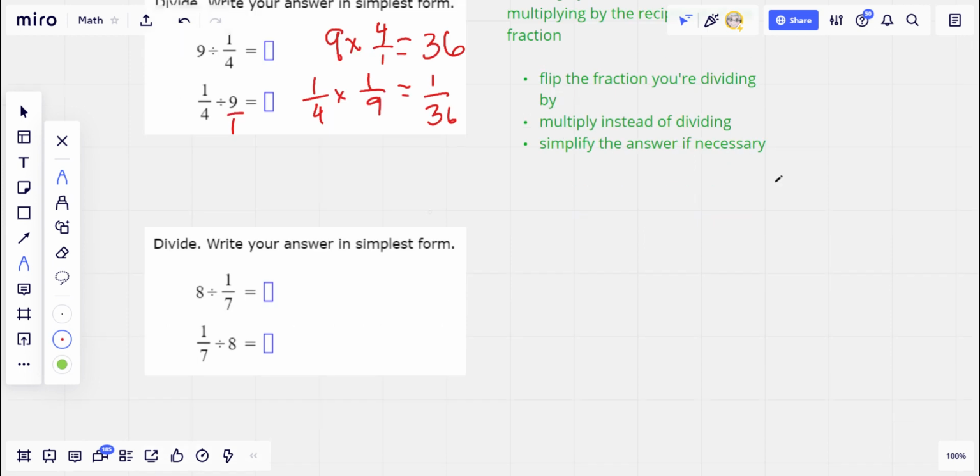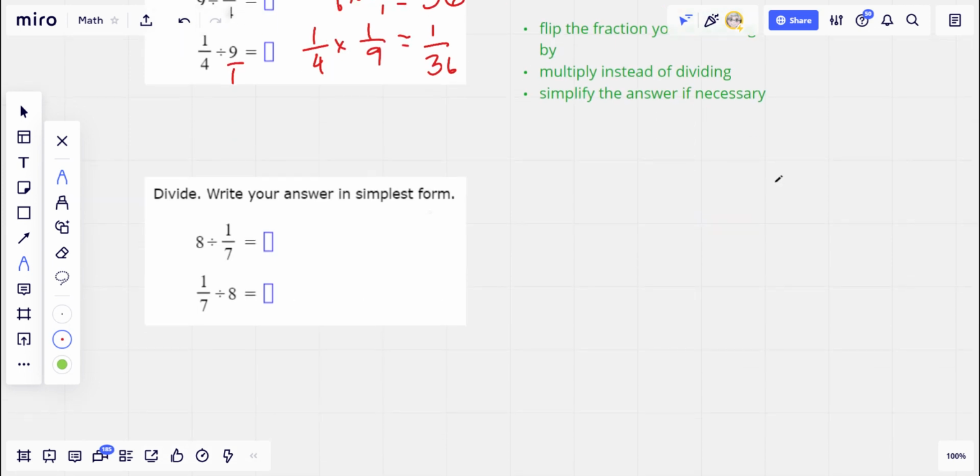All right, let's do one more. So 8 divided by 1/7. So we're going to convert this to multiplication by using the reciprocal of the thing we're dividing by. And that is really just 8 times 7, and that is 56.